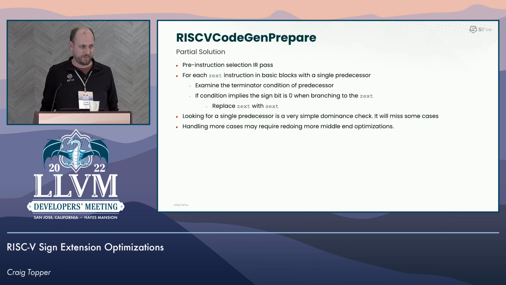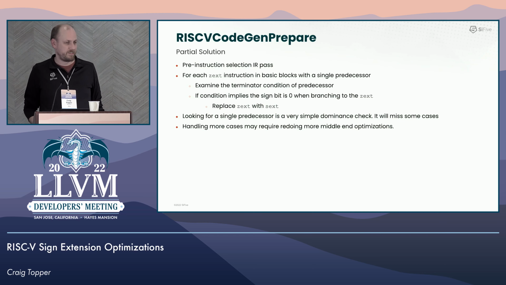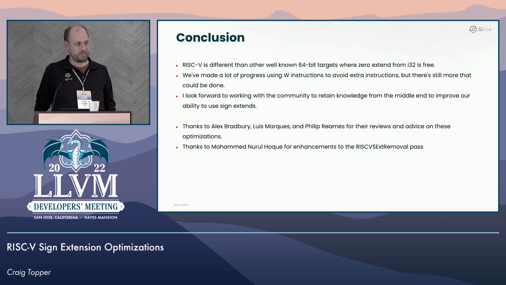Unfortunately, looking at a single predecessor is a very cheap dominator check, and it's definitely going to miss some cases. And handling more cases requires us to redo more of the optimizations, redo more of the analysis the middle end did to remove it in the first place. So I would like to figure out how we can recover this information from the middle end.